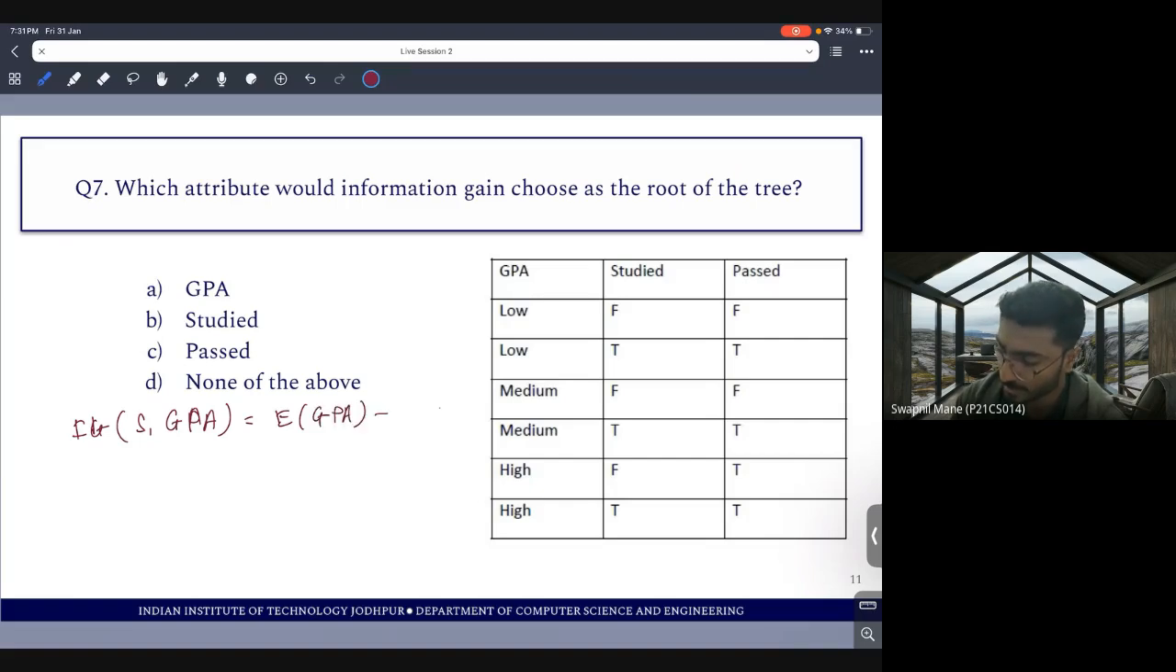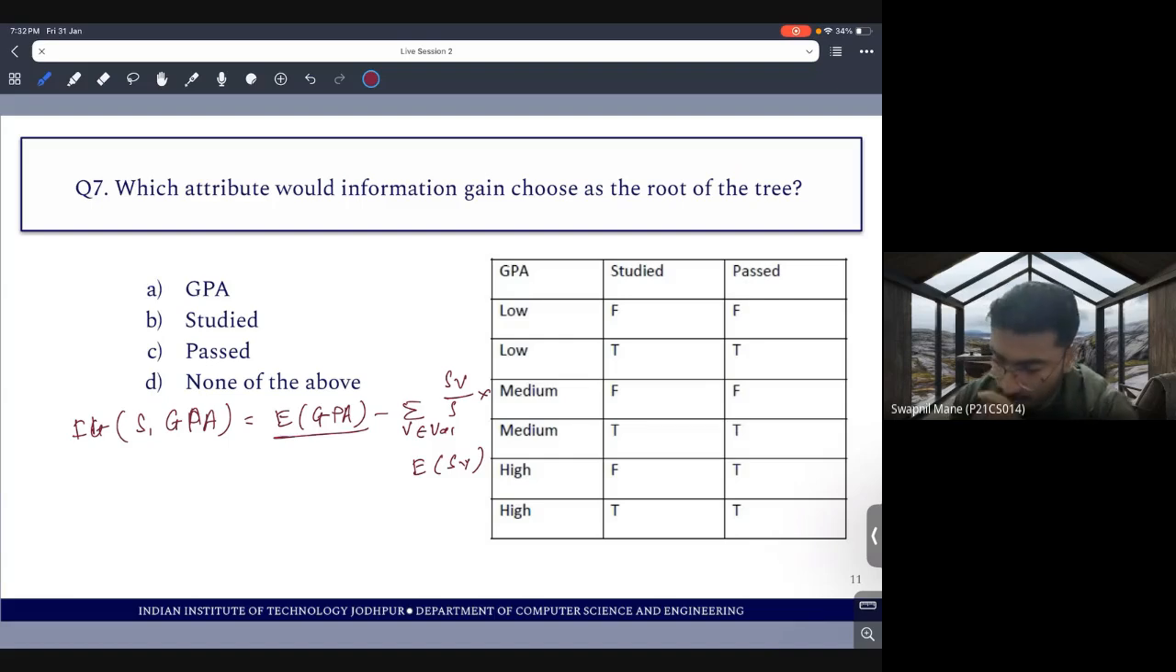GPA minus summation of values of GPA, meaning categories, right? For all the splits, what is their sample values from the total value? We will discuss each of these terms in detail here, into entropy of S values. S values means these categories. Okay. So let's calculate the entropy first for the GPA.